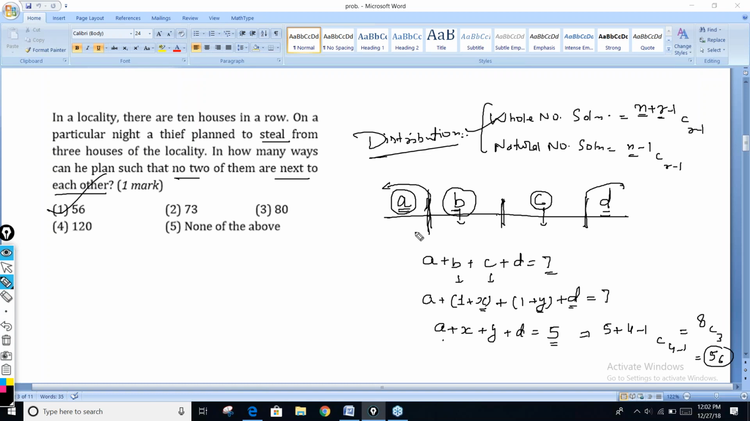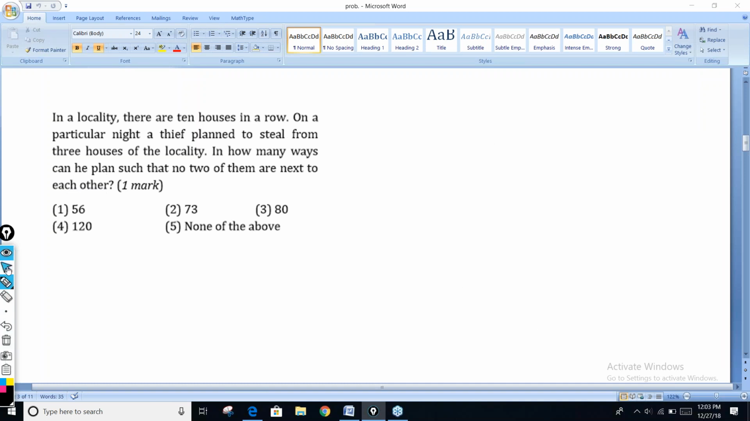I'm sure this is nothing new. If you have done PNC earlier, that is a commonly asked question like this. No two houses should be consecutive. So there should be at least one house, there should be at least one house. There may not be any house, there may not be any house. So A and D can be 0, but B and C should be at least 1. So we replace with at least 1 and then get the solution. Done? Next one.